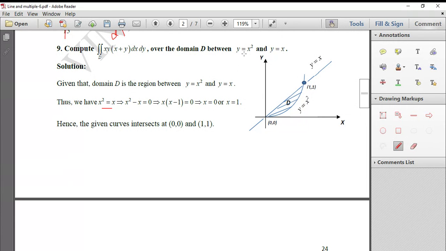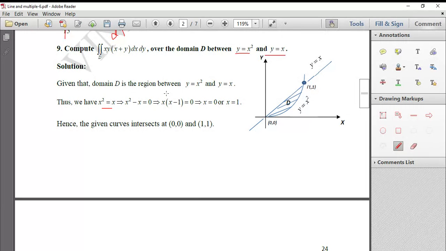When x is 0, what you'll get? Your y is also 0. When x is 1, you will get y is also 1. That means the points of intersection are 0, 0 and 1, 1. At those 2 points, these two curves intersect. Very fine. We got the point of intersection.